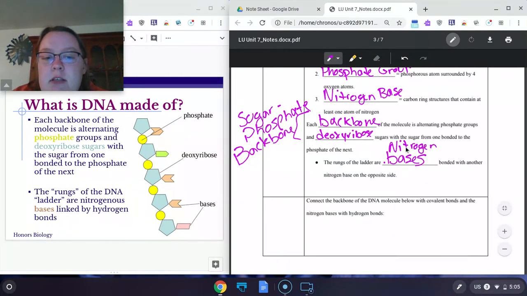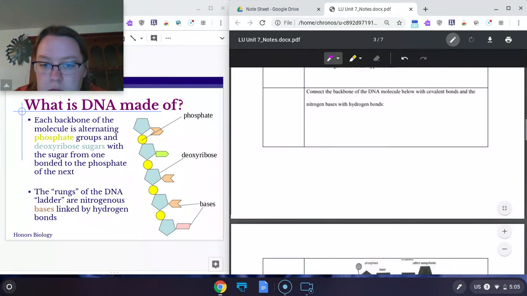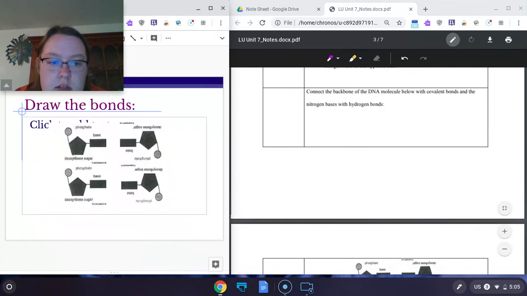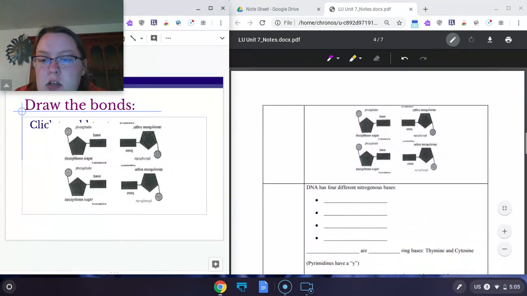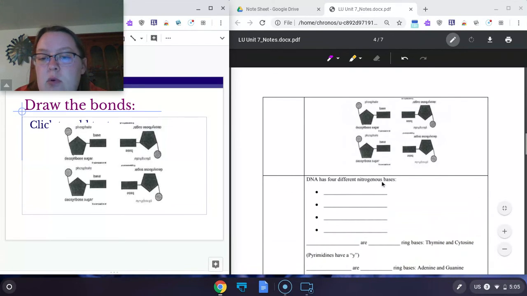And the nitrogen bases are going to be bonded to each other in the middle of the ladder. So this activity here says connect the backbone of the DNA molecule with covalent bonds and the nitrogen bases with hydrogen bonds. So if this is my DNA molecule, this sugar is going to be attached to that phosphate. The same over here, this sugar attached to this phosphate. Those are covalently bonded together, so it's a solid line.